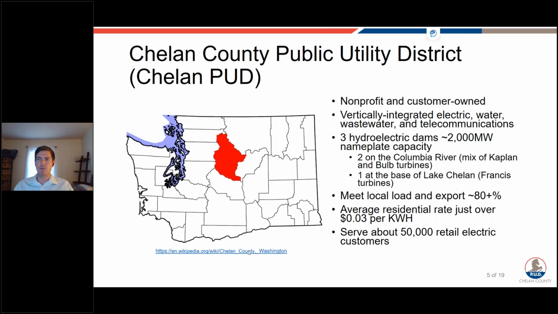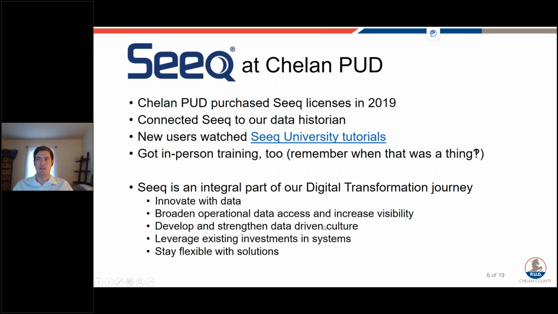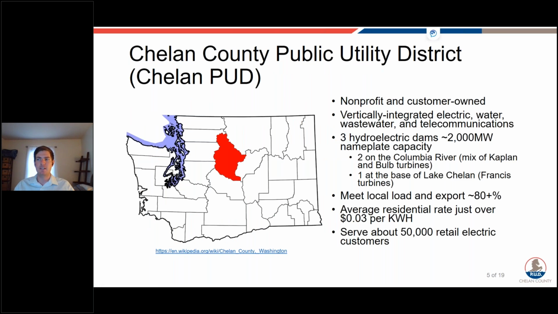Of our power generation, only about 20% supports our local load. We sell the rest, which allows us to keep local rates low at just over 3 cents per kilowatt hour. We serve about 50,000 residential customers, and at the PUD, we have around 850 FTEs, including trades.